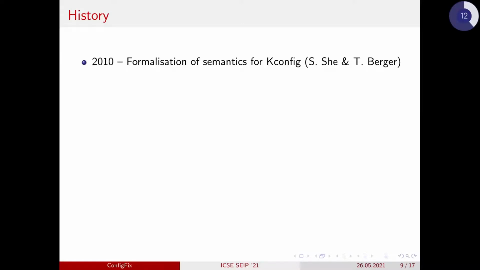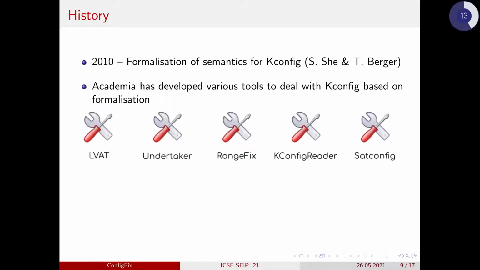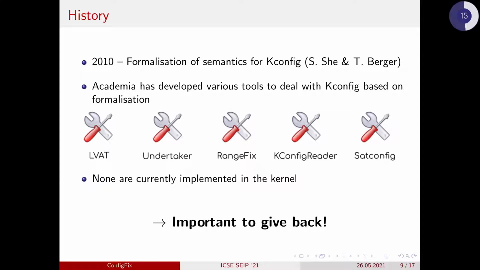Now a bit about the history. In 2010, the semantics of Kconfig were formalized for the first time. And based on this formalization, academia has developed various tools to deal with Kconfig. For example, one could parse Kconfig correctly, one could translate Kconfig into propositional logic, and even resolve configuration conflicts with the help of this. But as far as we know, none of these tools are currently implemented in the kernel. So we think it's important that we give something back to the kernel community.